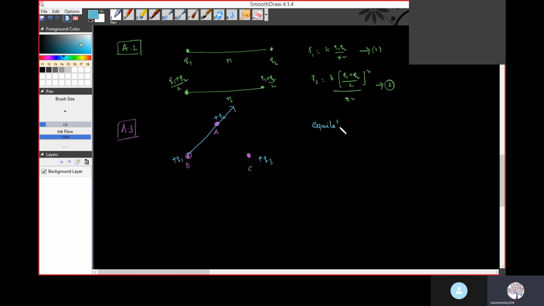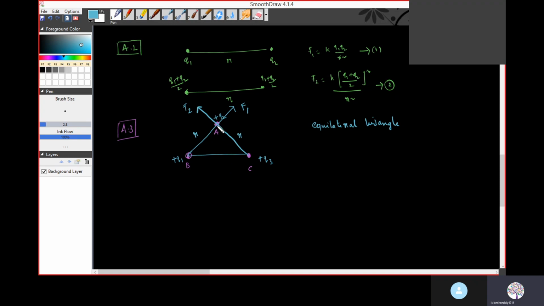In the question, you will be told the charges form an equilateral triangle. This is going to push in this direction. Let us call this F1. This is going to push in this direction. Let us call this F2. Now it forms an equilateral triangle, so R is the distance here and R is the distance here, because it is equilateral.